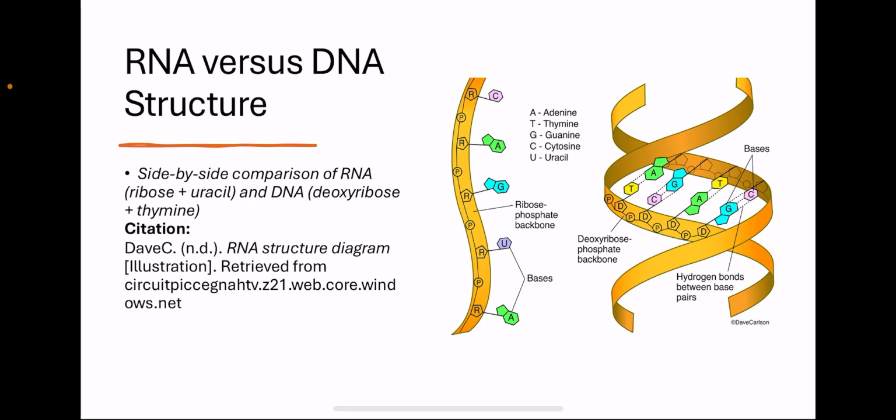And then you can see there, it's just single-stranded. On the left, there's RNA, and then on the right, there's DNA. So you'll see the double helix of that.